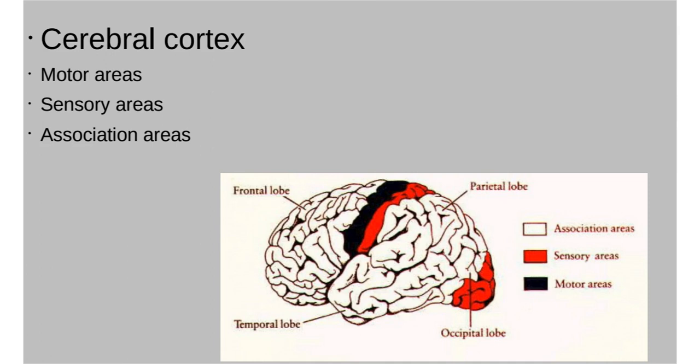It does not tell you what you are seeing, only that light has hit your retina and you're seeing something. Which brings us to the next part, the association areas. The association areas are all of the white, the unshaded portion of the brain here. The association areas give meaning to whatever came in to the sensory areas.